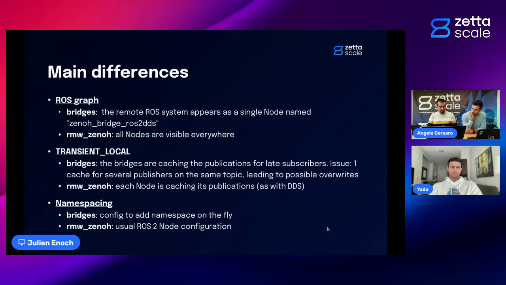Namespacing, as we saw with the configuration, is also another difference. With the bridge, you can configure namespacing on the fly. With RMW Zenoh, you use the regular way to configure ROS nodes in the launch file. You just specify your namespace.